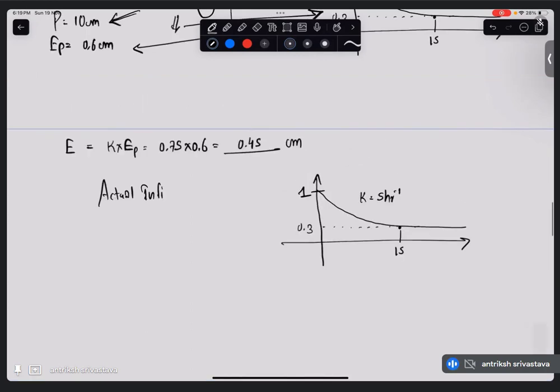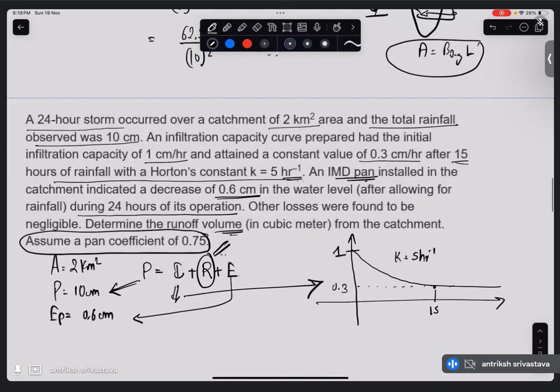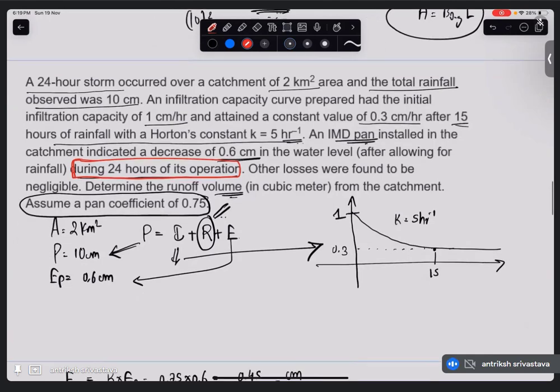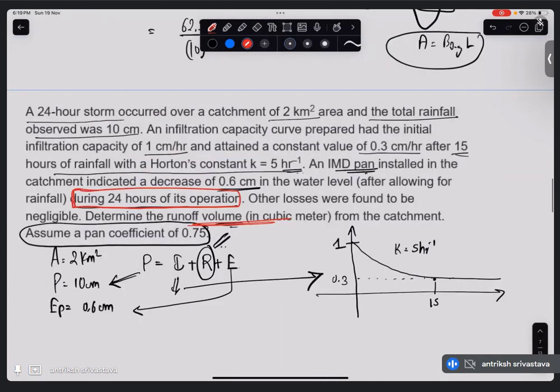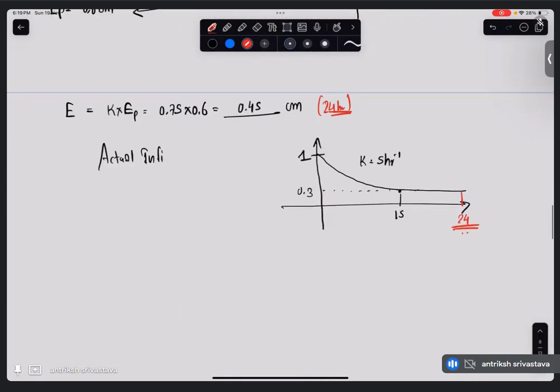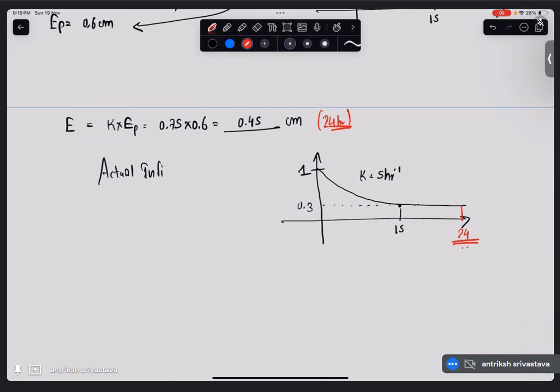See, one more thing I forgot to mention, that this evaporation was for a 24 hour period, right? And they are also asking us what is the runoff. So they are asking for the throughout the operation. So if this is for 24 hours, the infiltration also we have to calculate till 24 hours. And this precipitation also is given for 24 hours. I wanted to make this clear, but that is not the mistake that I am worried about. There is another mistake that you guys can make.